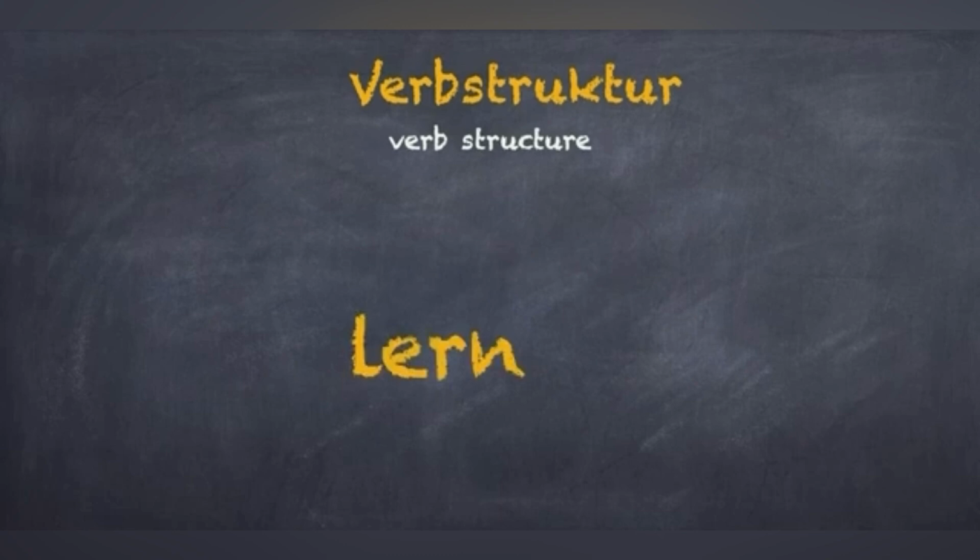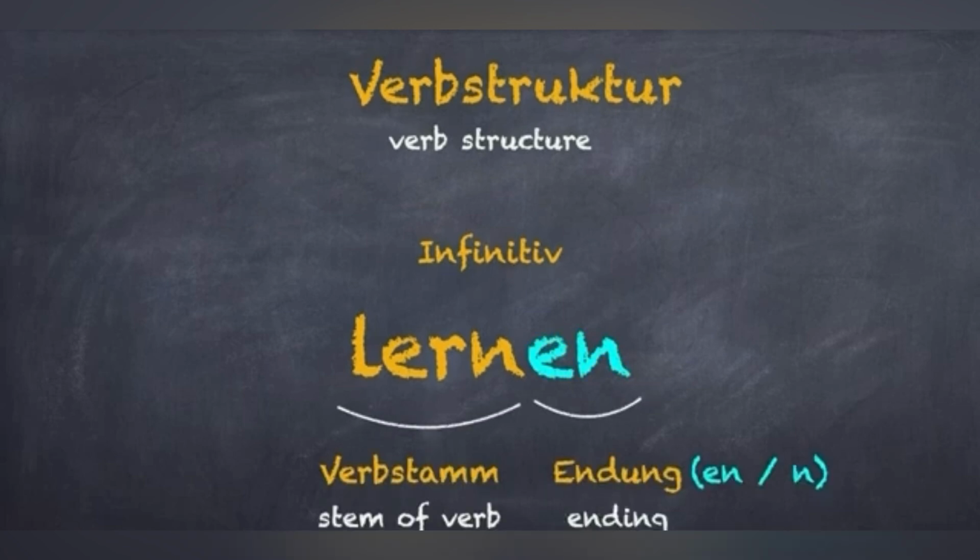Let's analyze a verb we have already done. Lernen. This form of the verb is known as the infinitive form of the verb. Each infinitive form has a stem or the Verbstamm and an ending or the Endung. All verbs in infinitive form have either the ending en or just n. This way you can easily recognize the infinitive form of a verb. Here are some more verbs in their infinitive forms. You already know these verbs in some way or the other.